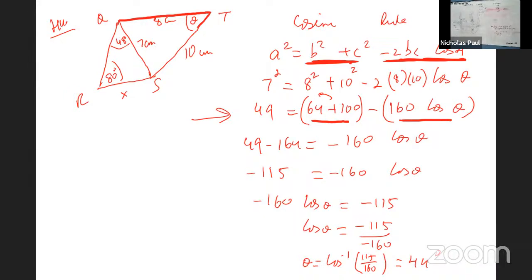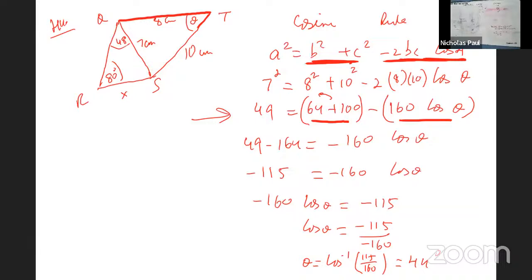Right. When do we use cosine rule again in your own words? When you have two lengths and the angle in the middle, right? And when do you use sine rule? When you have the length and the opposite angle. Length, opposite angle, right?